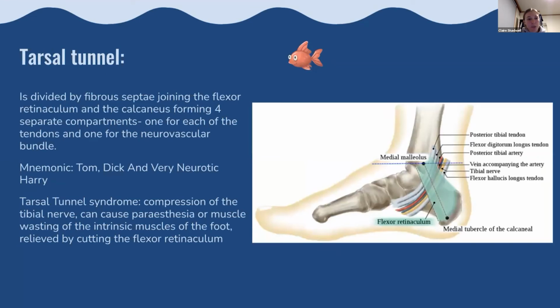Okay, so this is the tarsal tunnel, and I do remember them drilling this into us a lot, but I can't remember if we got a question on it. But a good way to remember it is Tom, Dick, and very neurotic Harry. So you can see tibial tendon, digitorum, artery, vein, nerve, and the hallucis.